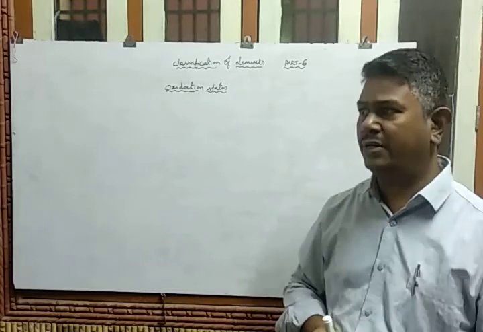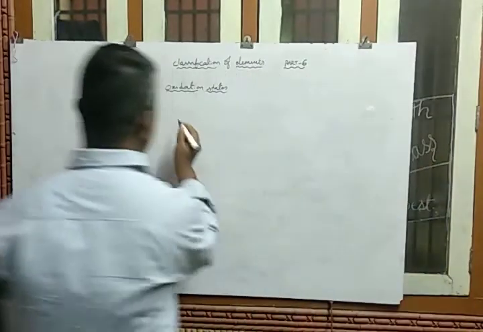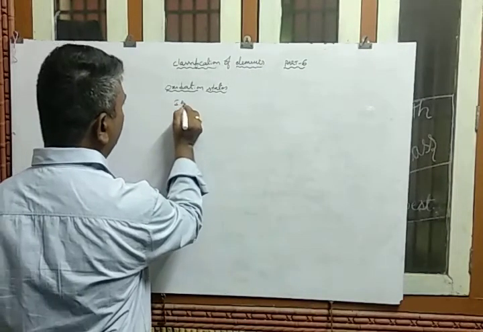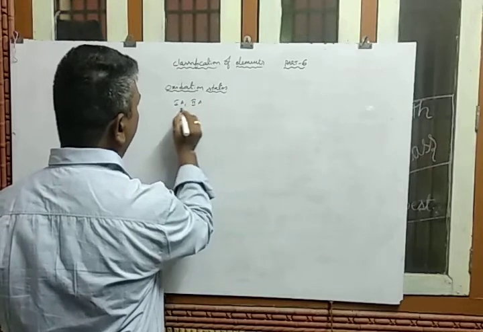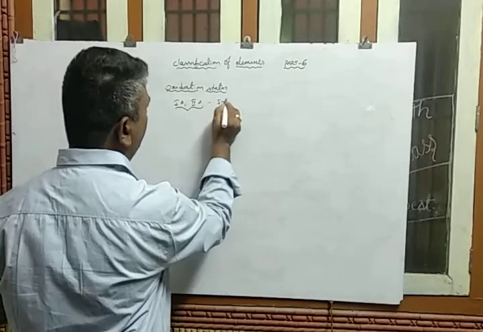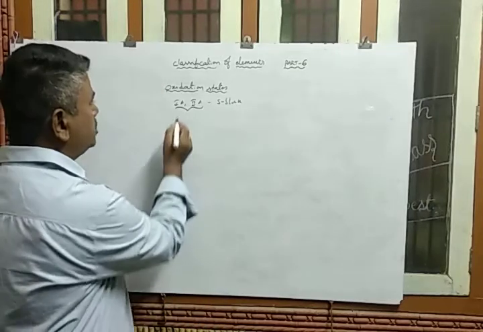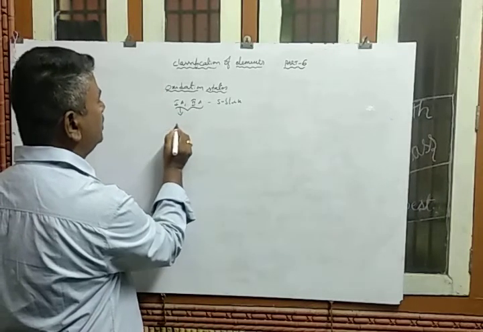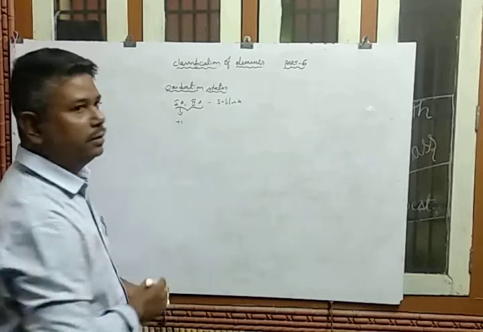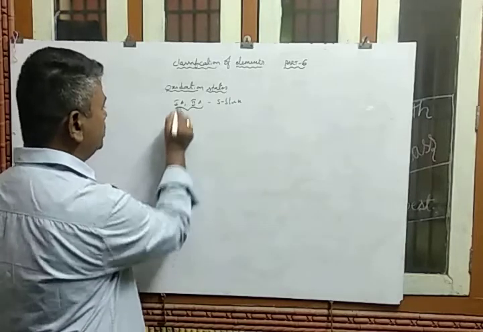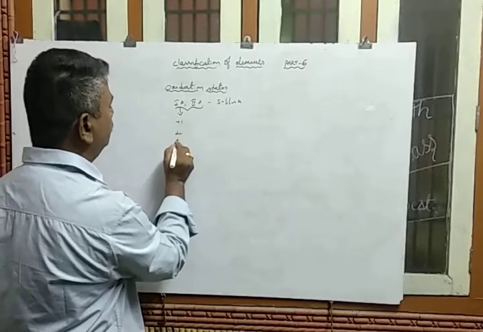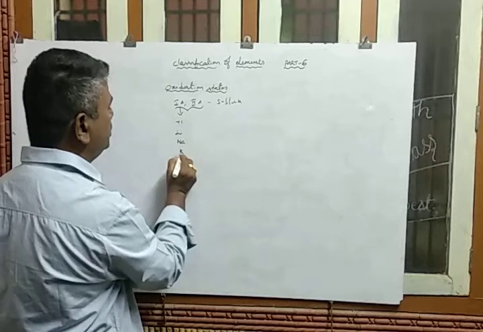So once we observe the first A group elements and the second A group elements, these two are said to be which one? S block. Am I right? So that's why the first A group oxidation state is +1. Now observe the configuration of first A group elements like lithium, sodium, potassium.